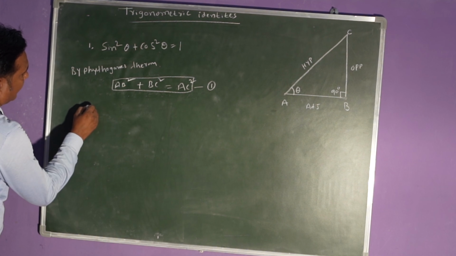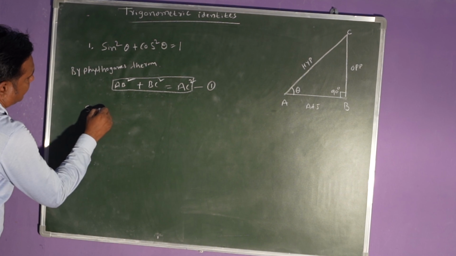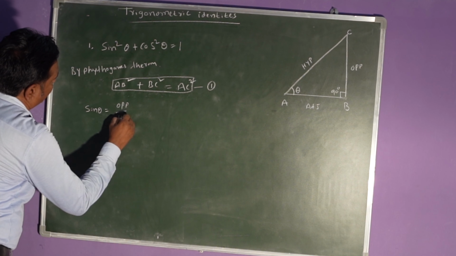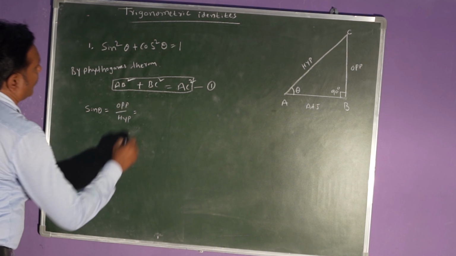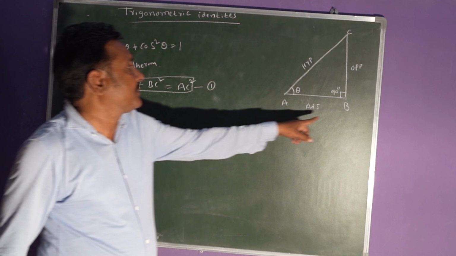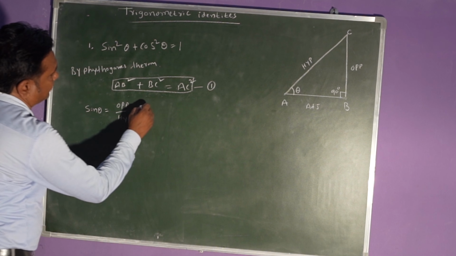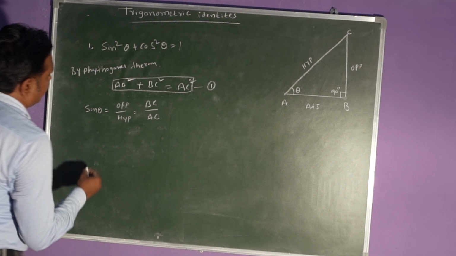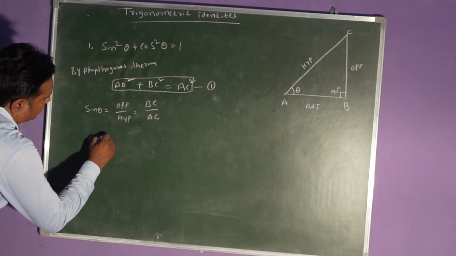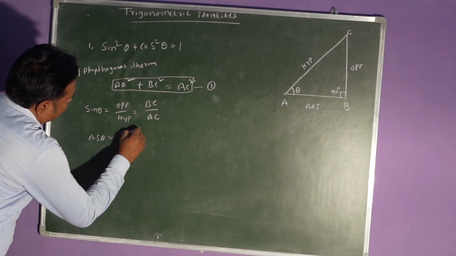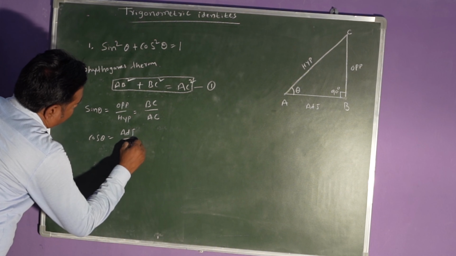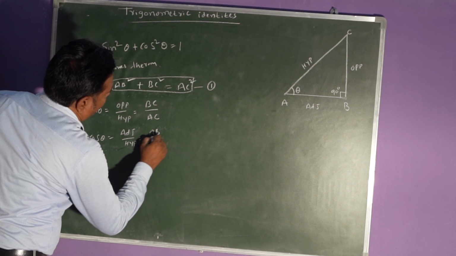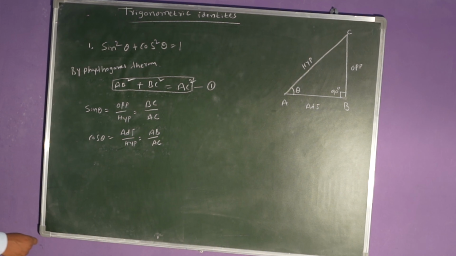Then the sine value. What is sine? Sine theta is equal to opposite by hypotenuse. What is the opposite? Opposite is BC, and hypotenuse is AC. And what is cos? Cos theta is equal to adjacent by hypotenuse. Adjacent is AB, so AB by AC.